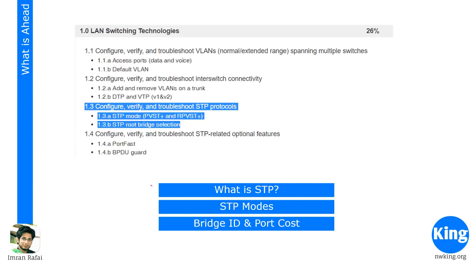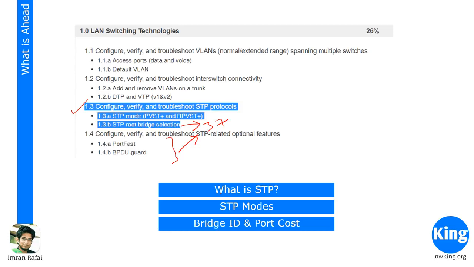Today, like I said, we are following the ICND exam topics as per Cisco's website, and today we are following 1.3, and 1.3 is configure, verify, troubleshoot STP protocols. 1.3a says STP mode, PVST plus and RPVST plus, and then STP root bridge selection. Because the topic is quite big, I'm going to take up this in the next video, that is day 37, and I think I'm going to add this as well to day 37.